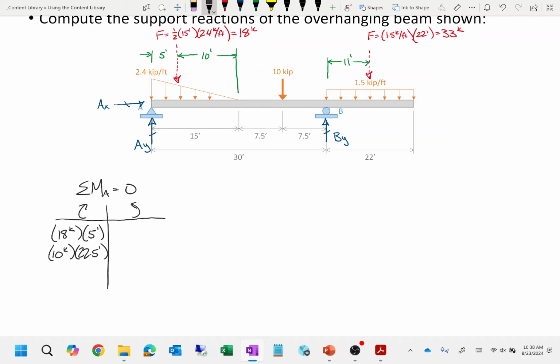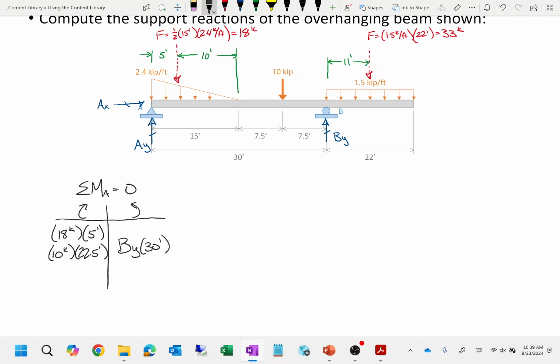Okay. What about BY? Does that generate moment? Of course it does. At a moment arm of 30 feet in the opposite direction. Okay. And then is there anything else? The uniformly distributed load, a magnitude of 33 kips.